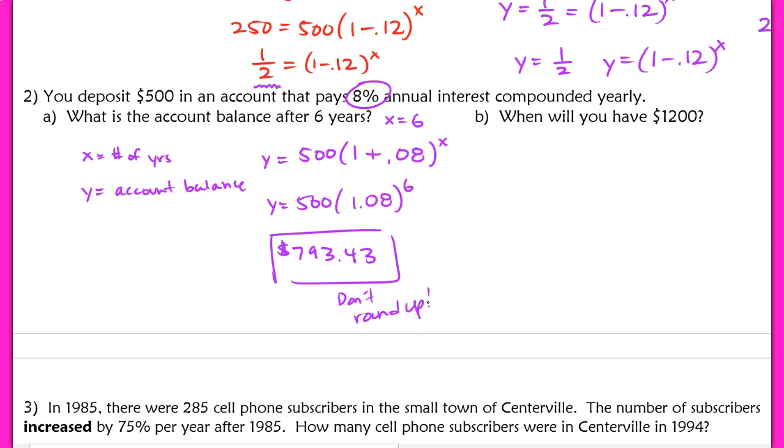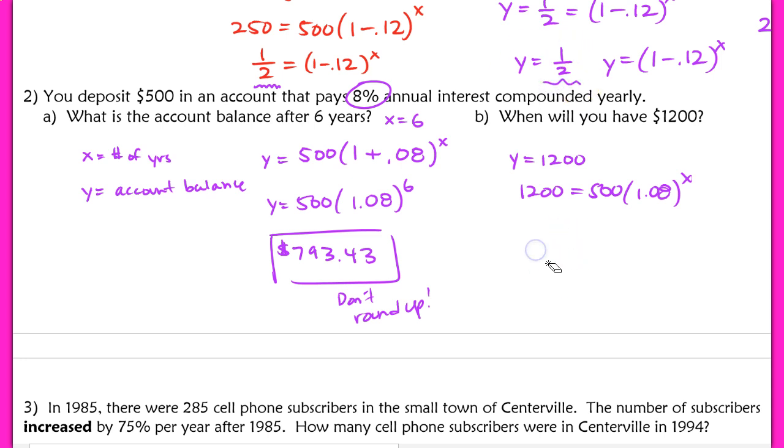Okay. The next question says, when will you have $1,200? So in this case, this is y is equal to $1,200. Find what x is equal to. So really, if I wanted to plug this in, I'd have $1,200 is equal to 500 times 1.08 to the x power. Now before, to isolate that x value, I divided by the 500 first, so I ended up with 1200 over 500.